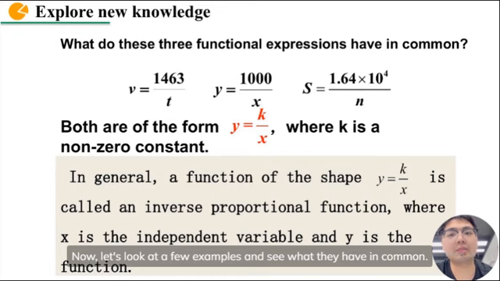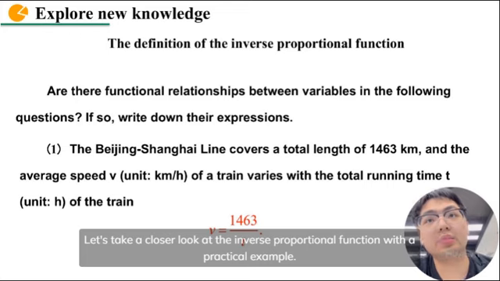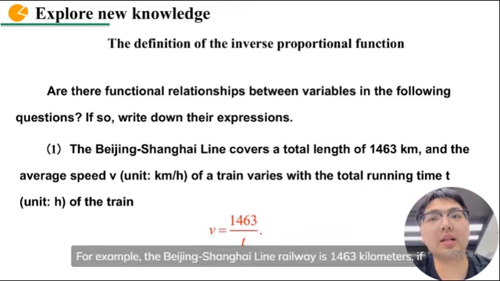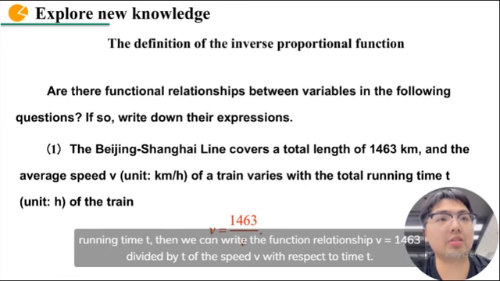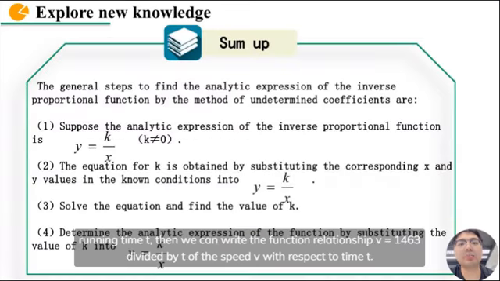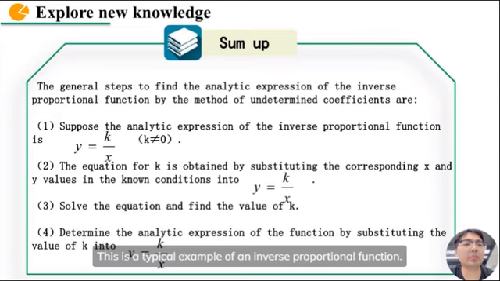Now let's look at a few examples and see what they have in common. Let's take a closer look at the inverse proportional function with a practical example. For example, the Beijing-Shanghai Line Railway is 1463 kilometers. If the average speed v of a train changes with the change of the whole running time t, then we can write the function relationship v equals 1463 divided by t of the speed v with respect to time t. This is a typical example of an inverse proportional function.